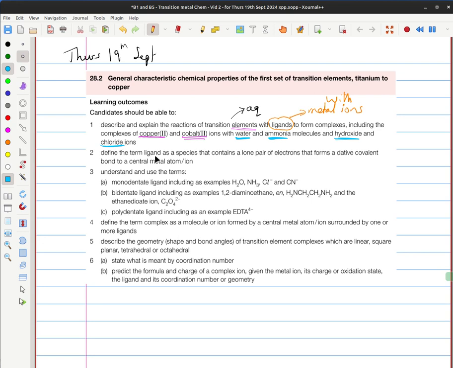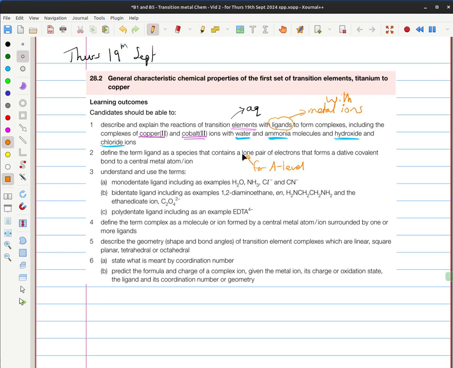Okay, then we're going to define the term ligand as a species that contains a lone pair of electrons. That's not strictly speaking true. That's just an A-level context. It could be a pi bond as well. So for A-level, we will just use this definition. But it's not a good definition. It's a bit limiting. I suppose as an introduction, it's not too bad.